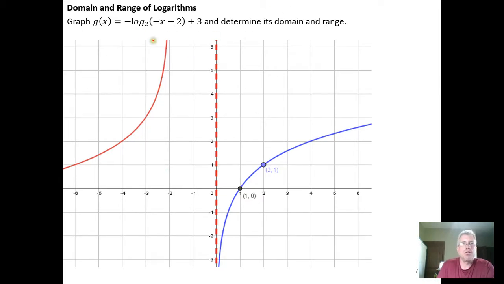So the first thing to do when you're doing this is to look at the logarithmic function that you're given. In this case, g of x equals negative log base 2 of negative x minus 2 plus 3. And you want to identify from that what the toolbox function is. And in this case, the toolbox function is the function log base 2 of x, the simplest possible base 2 log function that you can possibly have.